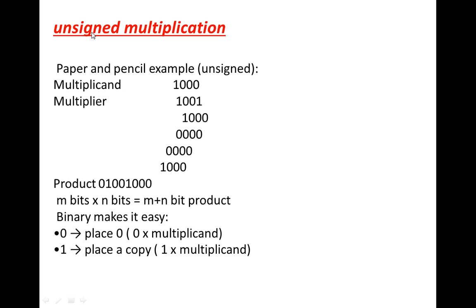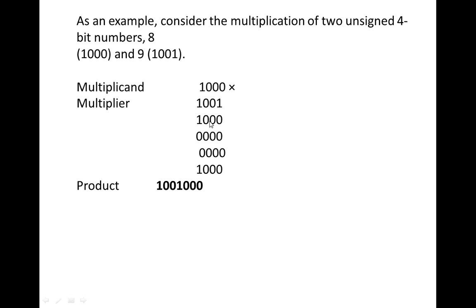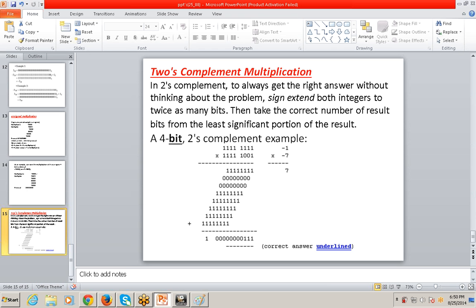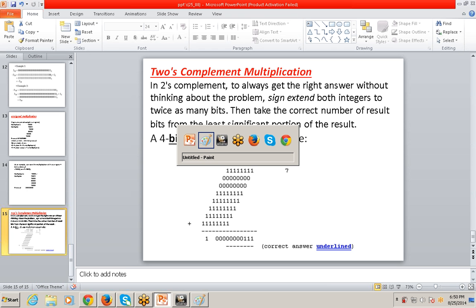Next, we have also studied how we can do unsigned multiplication. This is the method. First of all, multiply and then add step by step. Next is 2's complement multiplication. In the same way as we add 2's complement numbers, we can multiply 2's complement numbers. This is the example. So that's all for today's session.